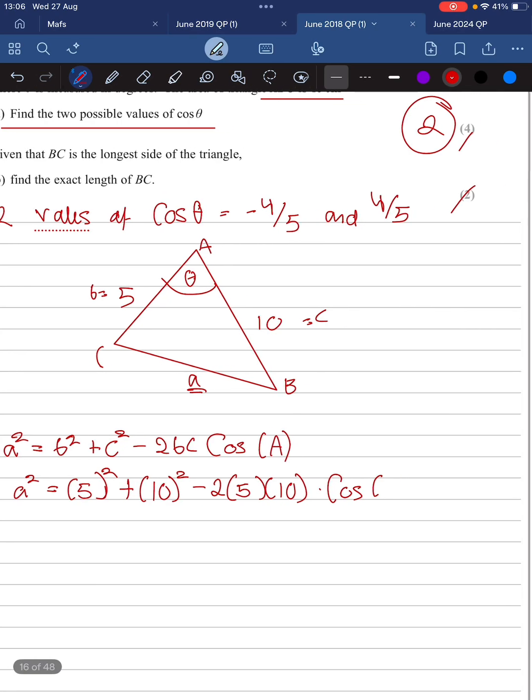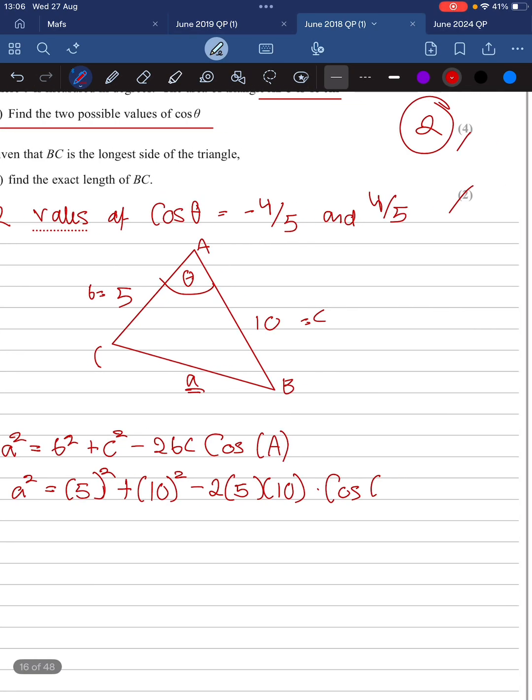So we're given two values and we're trying to find out what the longest side is. So we're going to try out either one. So this could be plus or minus 4/5.